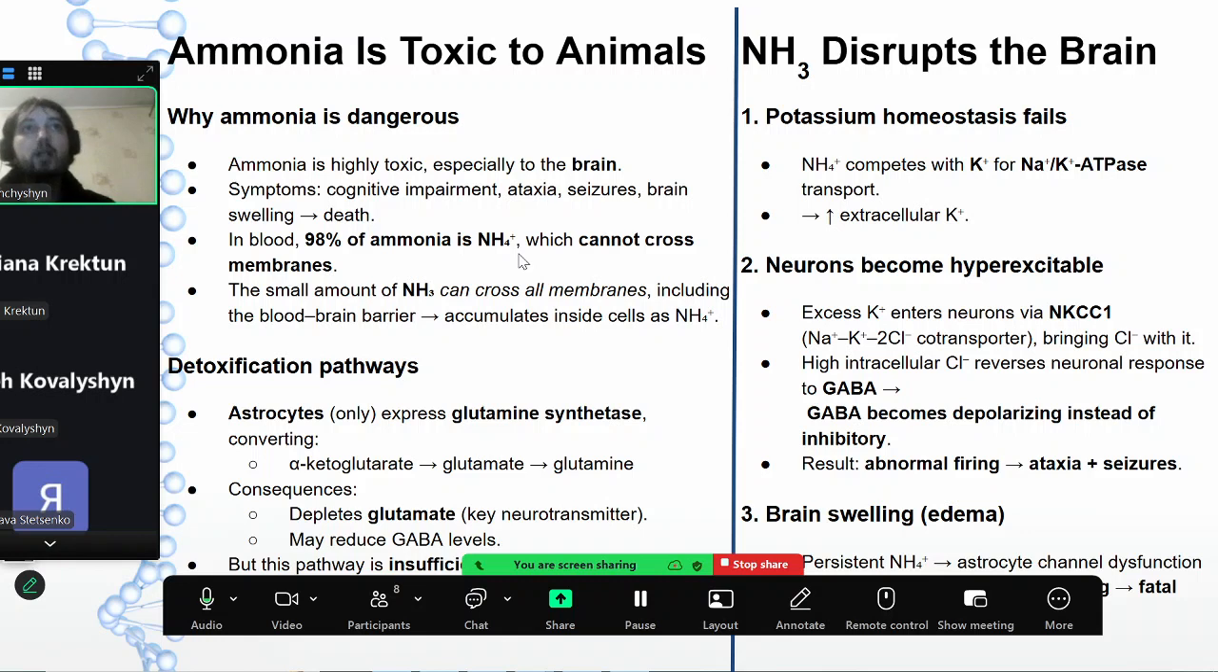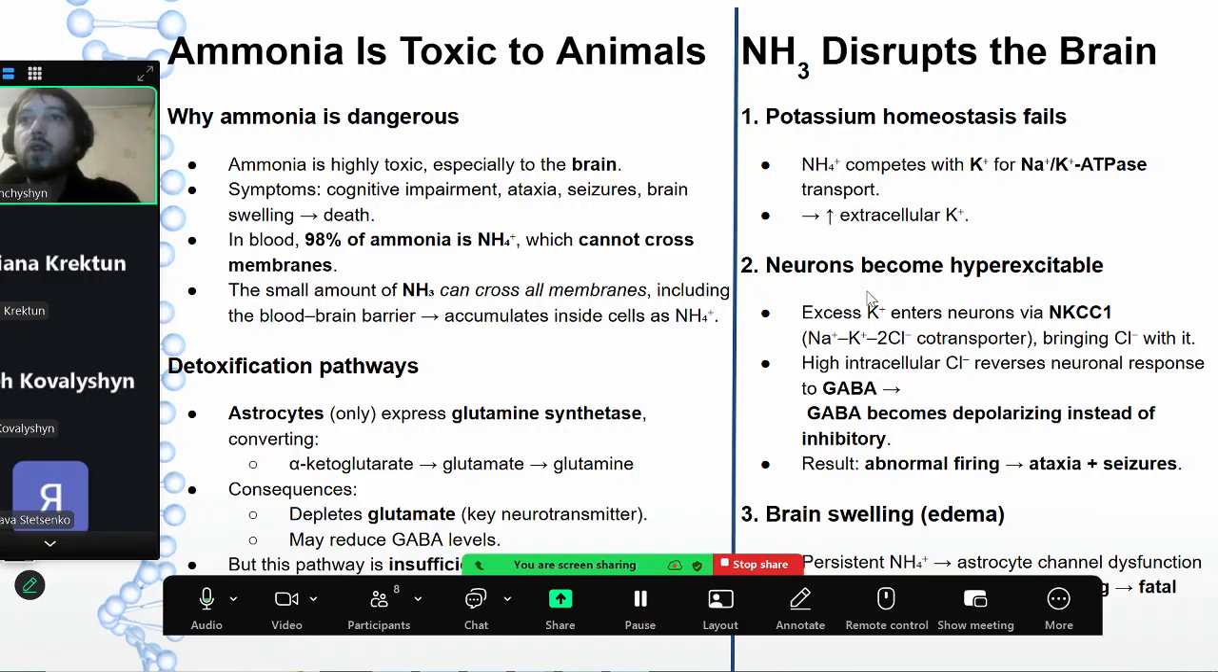NH4 plus has a charge, so it cannot cross the lipid bilayer, because lipids are hydrophobic. They don't like anything charged or really polar. NH3 has no charge, it's a small molecule, so it can cross. So that's the problem. It's better to keep it in the form of NH4, or even better to process that in the liver into something better.